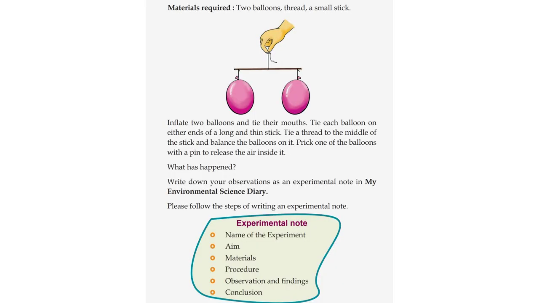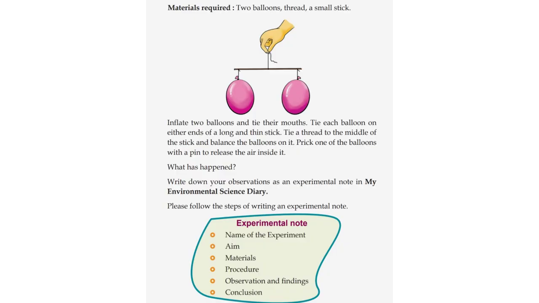Materials required: 2 balloons, thread, a small stick. Inflate 2 balloons and tie their mouths. Tie each balloon on either ends of a long and thin stick. Tie a thread to the middle of the stick and balance the balloons on it. Prick one of the balloons with a pin to release the air inside it.